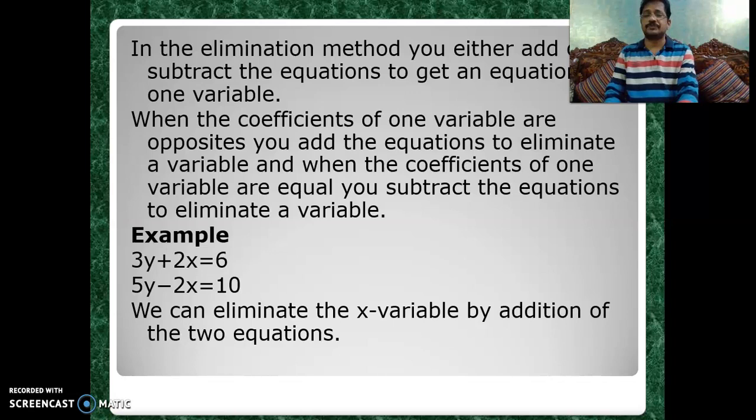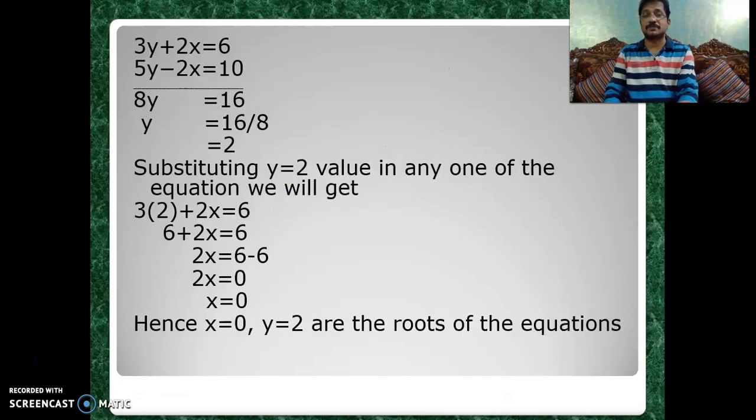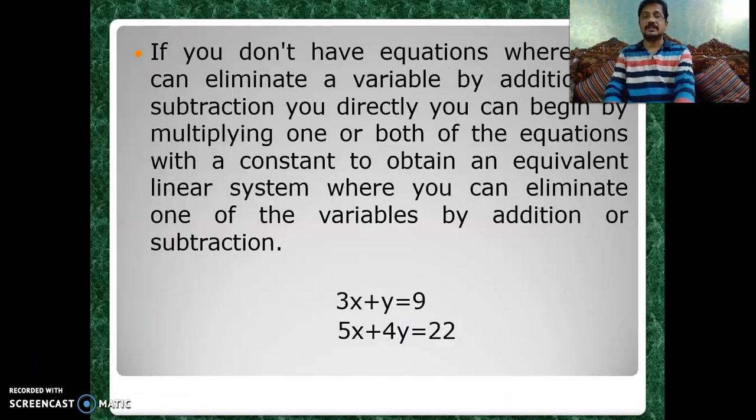For that reason, 3y plus 2x equal to 6 and 5y minus 2x equal to 10. We can eliminate the x variable by addition of the two equations. Very clear. Why? The x coefficients are equal with a different sign. So one is plus 2, other one is minus 2. Clear? Now come to the next one.